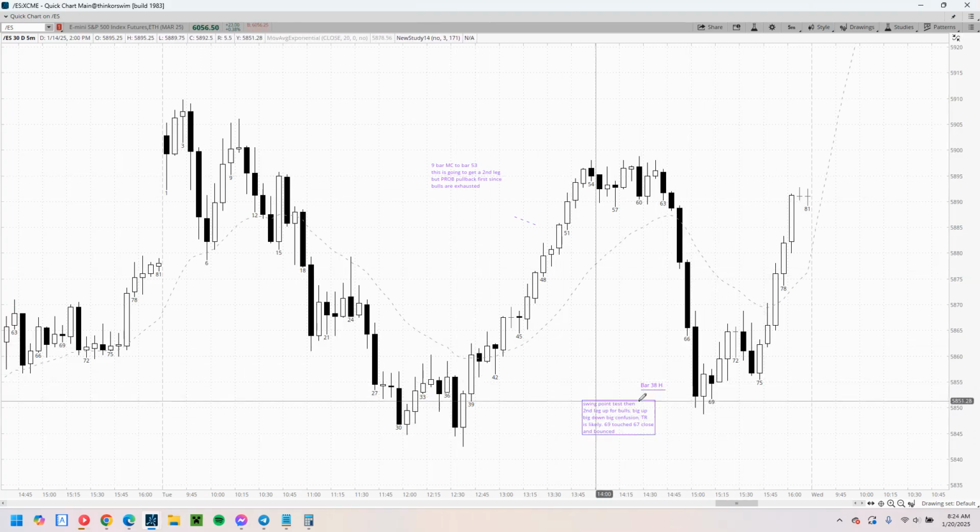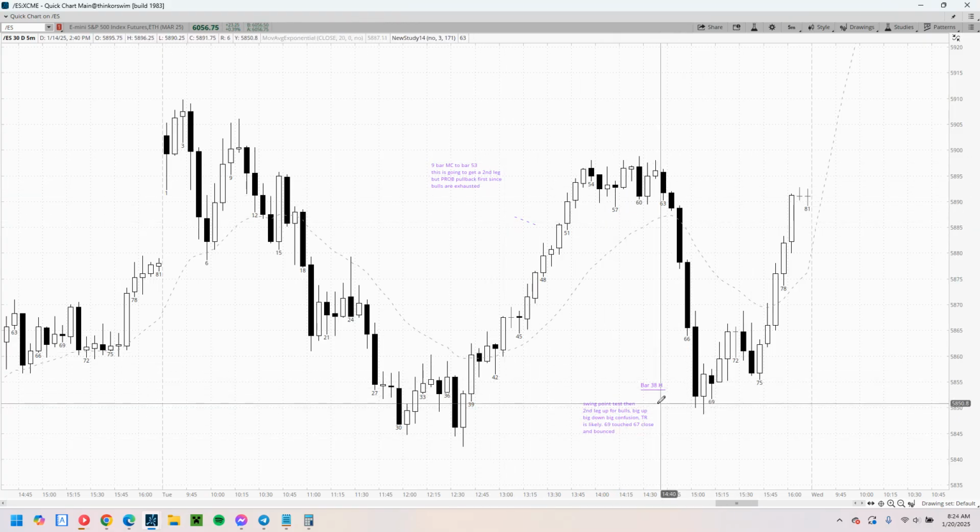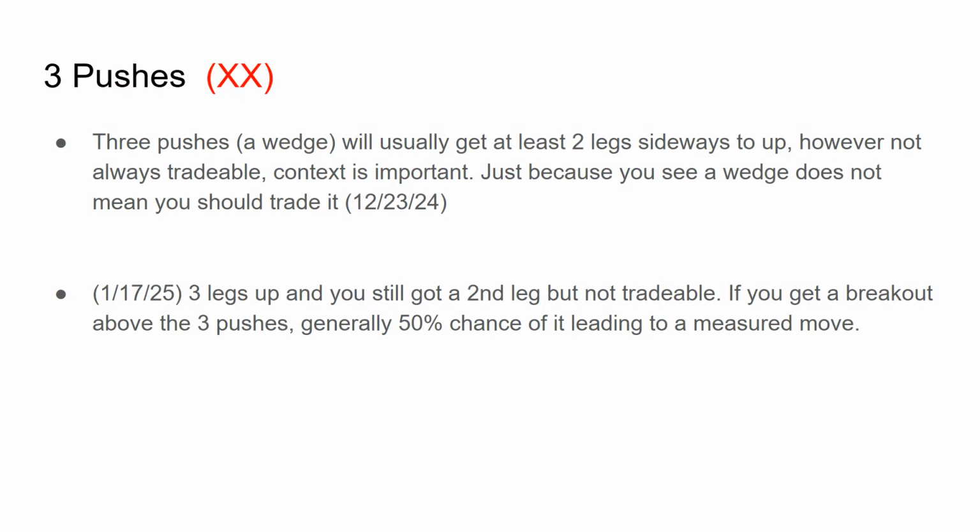But the context for it made sense because it's the bottom of a trading range, and we just had a big rally. Now it's a big sell-off, probably sideways. Finally, we have trades that are three pushes. So when you get three pushes in one direction, it's often called a wedge. And a lot of times, wedges are minor reversals.